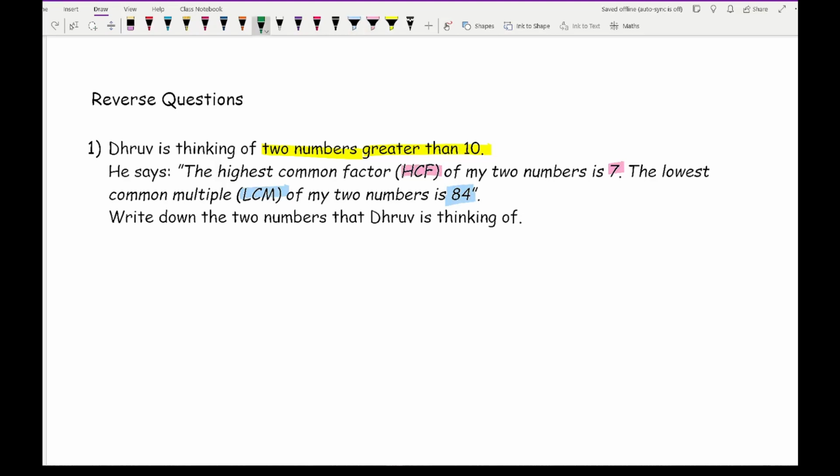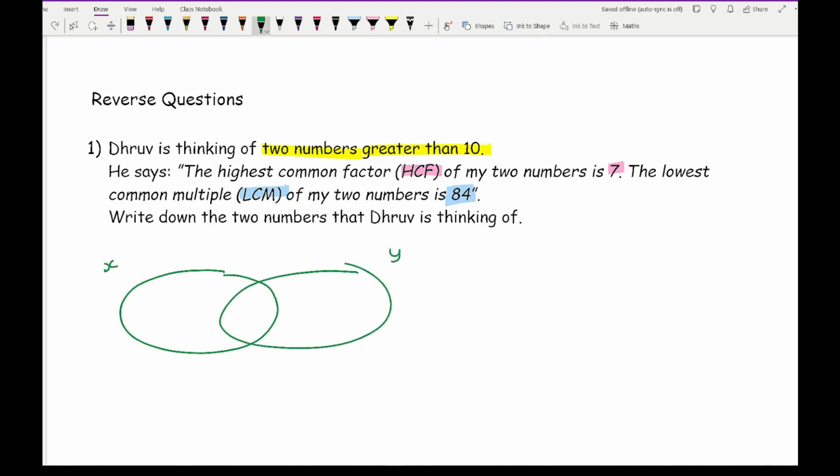So let's first of all start by drawing our Venn diagram. And let's just label the two numbers as x and y. Now we know that the highest common factor is 7, so that must mean that the highest common factor must be in the middle, and that is a prime number, so I could just write 7. Now the lowest common multiple is all the numbers that you can see in the Venn diagram. So if I write 84 and convert that into a product of its primes, 84 as a product of primes is going to be 2 times 2 times 3 times 7. These are the four numbers that I need to place in this diagram.